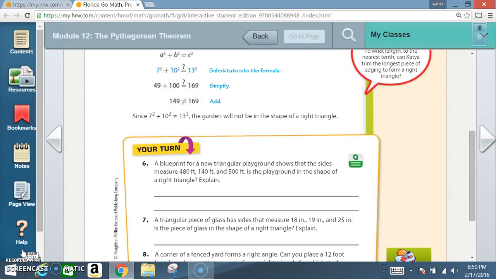Okay, that completes our examples for today. So let's get started on the lesson.